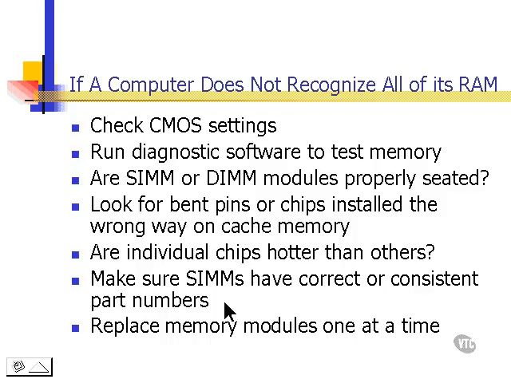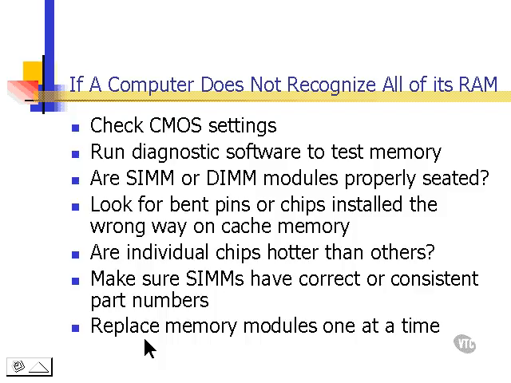Make sure the SIMs have the correct or consistent part numbers. In other words, make sure that the memory is the proper memory for the computer. If you need to check, a good source is the internet. There are many sources with the major memory manufacturers that will allow you to check for your system board or for your computer manufacturer what type of memory you need to use for it.